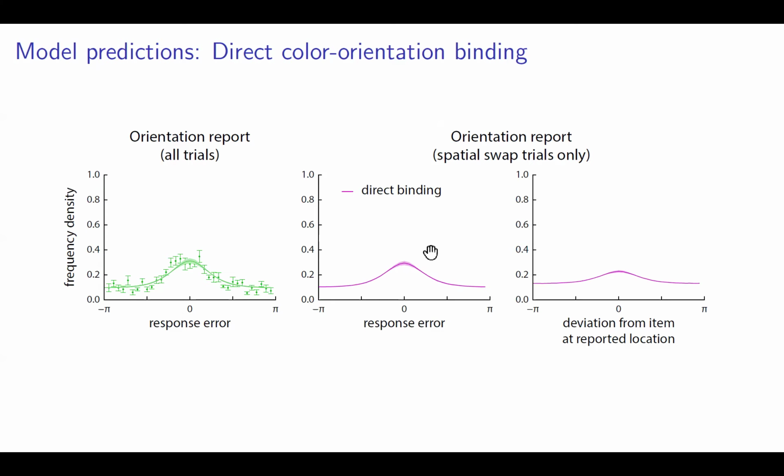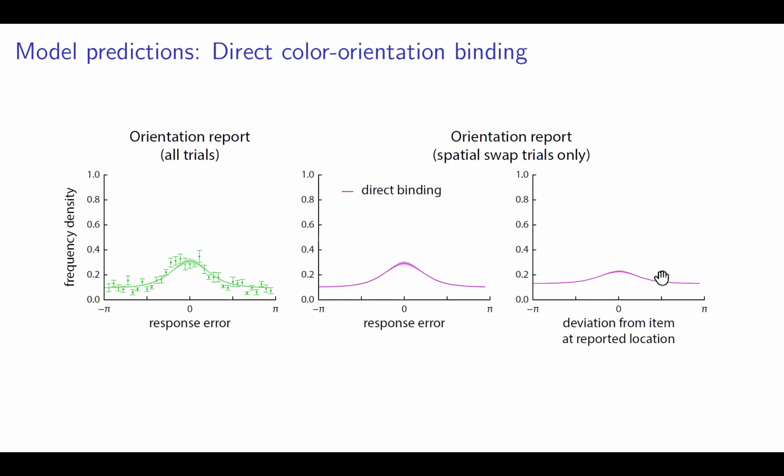And this direct binding model would predict that, as I just said, the orientation responses for the spatial swap trials should look pretty similar to the orientation response over all trials. So the response error should be centered on 0, and most of the responses should be more or less correct. And the second plot shows the deviation from the item at the reported location. So how far should the response, on average over all trials, be from the orientation of the item at the location they have selected.